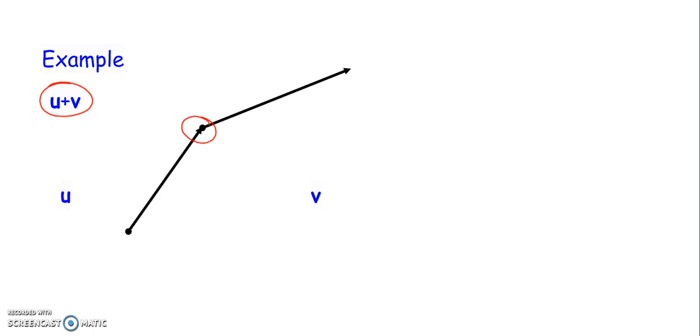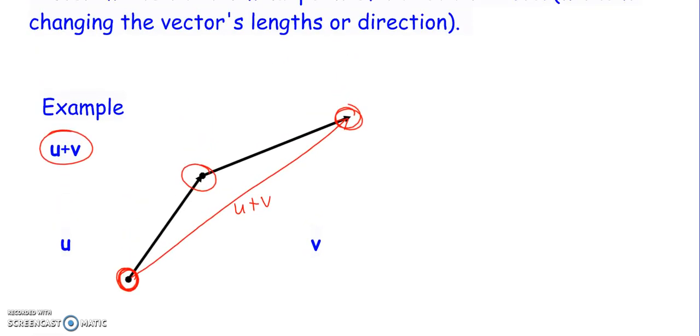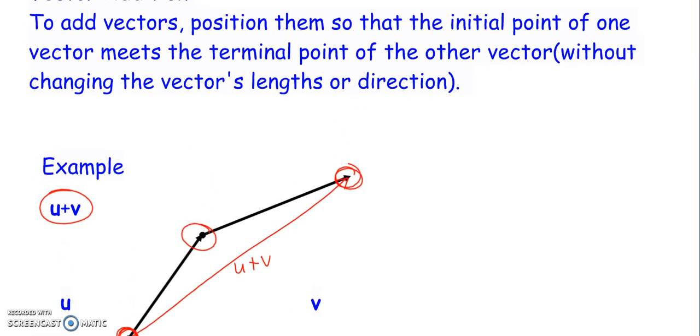And the new vector u plus v is this right here. This red line would be vector u plus v. It is in the direction of the terminal point. Call this point here the initial point, ending at our terminal point. And that would be the red line, vector u plus v. So that's the way to pictorially represent a vector addition. It's always done by putting the second vector's initial point on the first vector's terminal point.